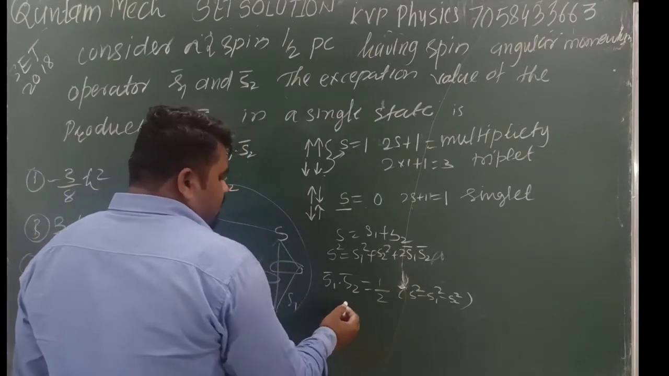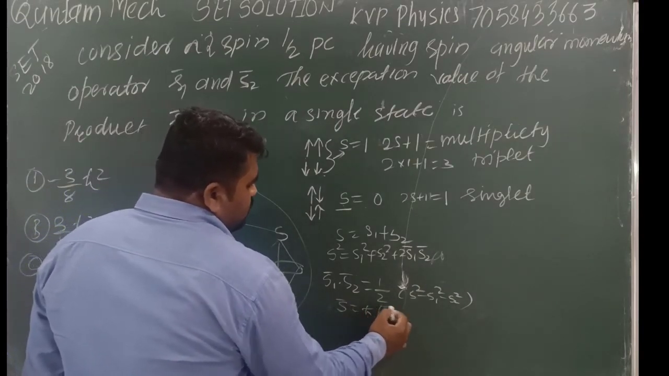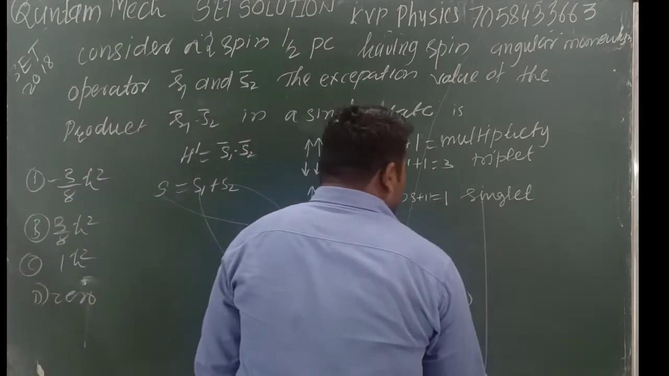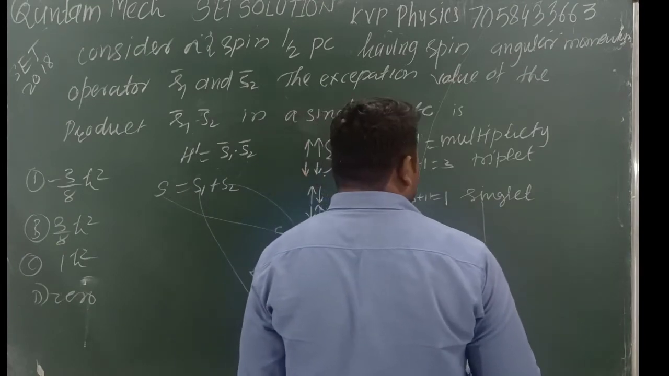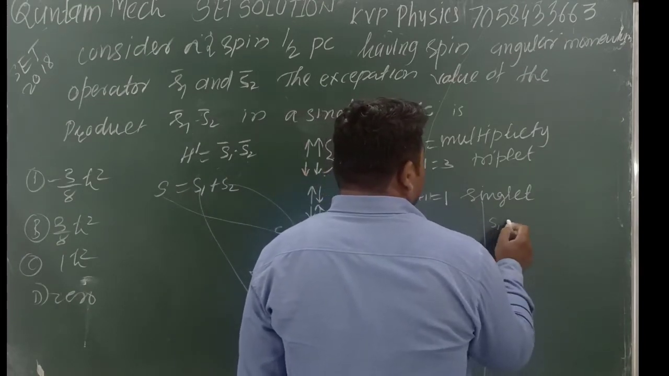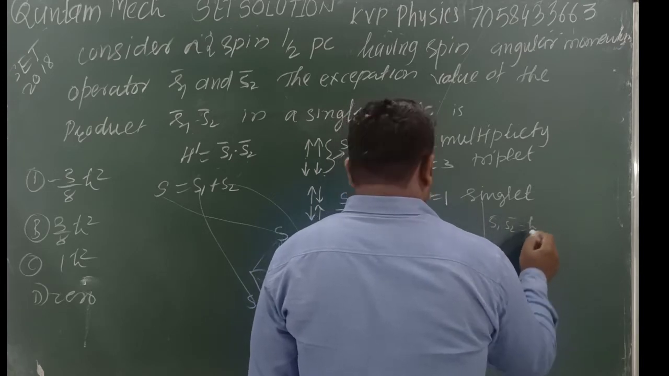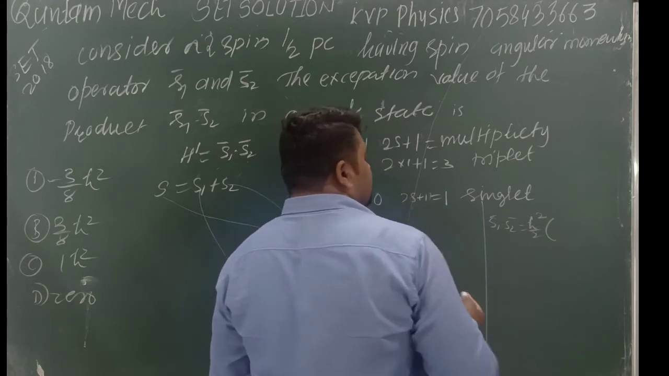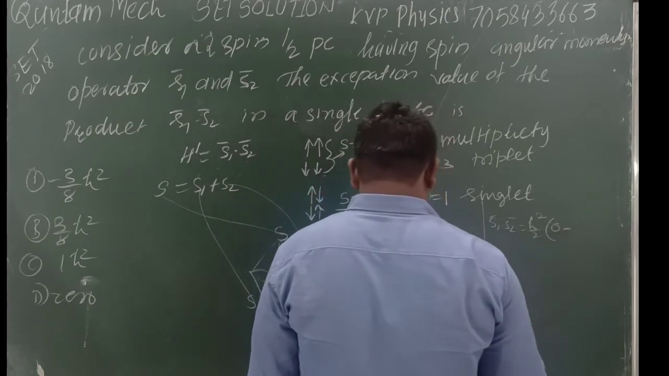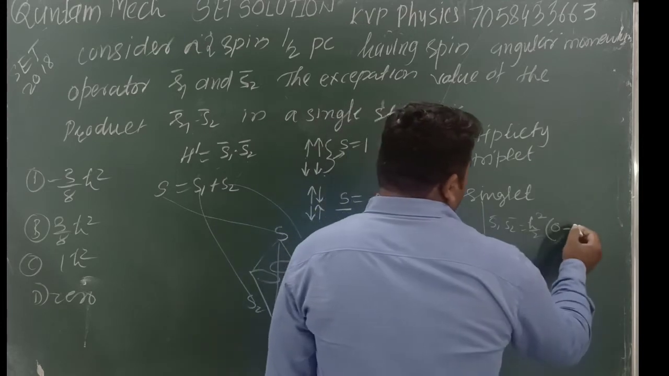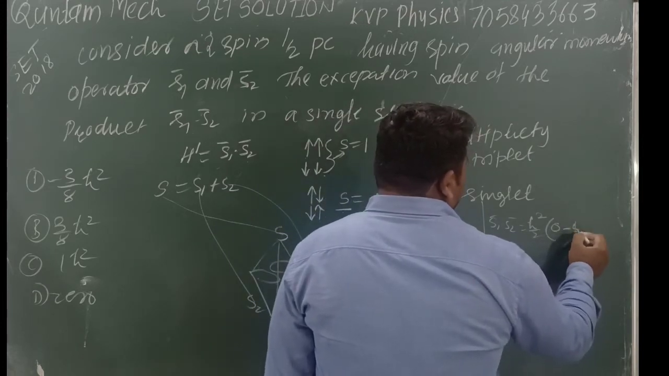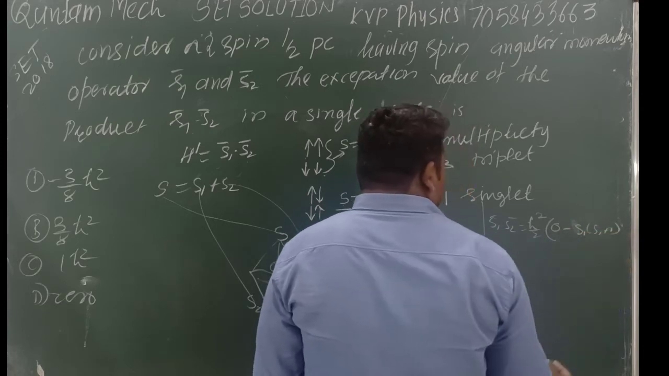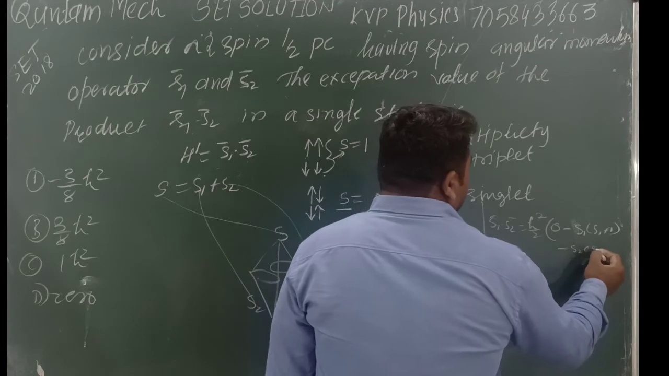Now, we know that the S bar vector magnitude is equal to H cross root of S into S plus 1. Similarly for S1, also H cross root of S1 into S1 plus 1. Then S1 bar dot S2 bar is equal to H cross square upon 2 times S into S plus 1, where S is equal to 0. Then this first part is equal to 0, minus the second one, S1 square can be written as H cross square S1 into S1 plus 1, minus S2 into S2 plus 1.